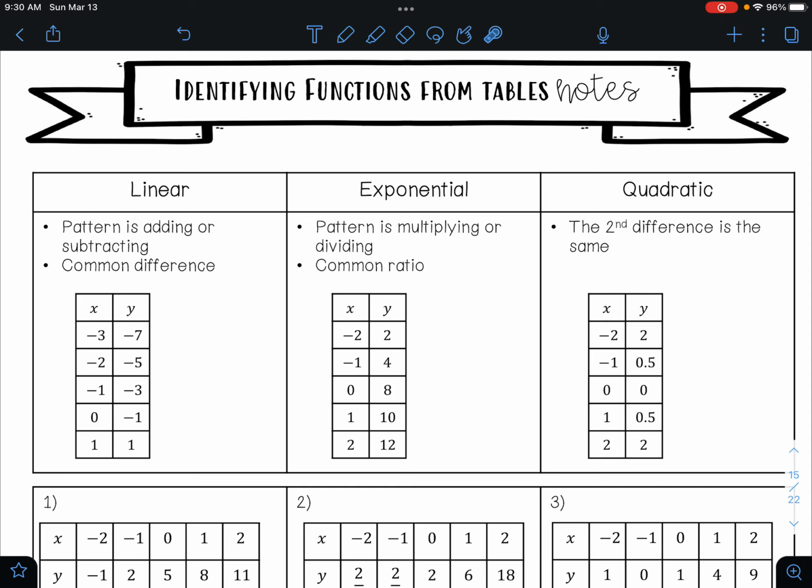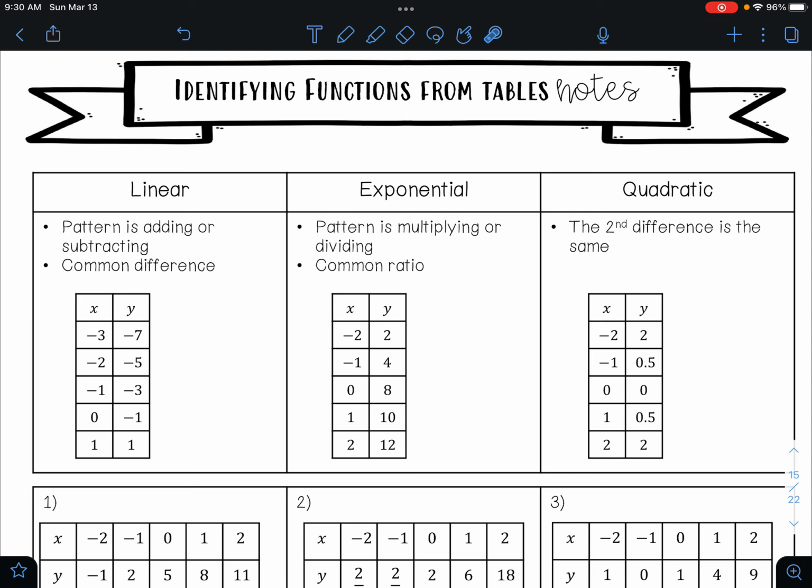For exponential functions, the pattern is multiplying or dividing. If you think back to what we learned about geometric sequences, this is where you have a common ratio. And for quadratic equations, this part's a little bit new. Here we're going to be looking at the second difference, and the second difference will be the same. And I'm going to show you what that looks like.